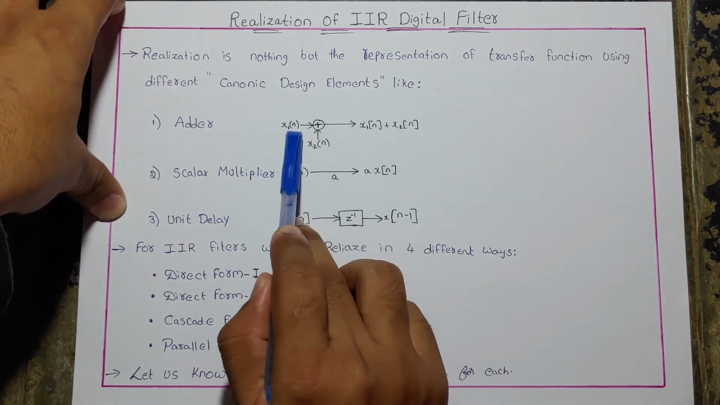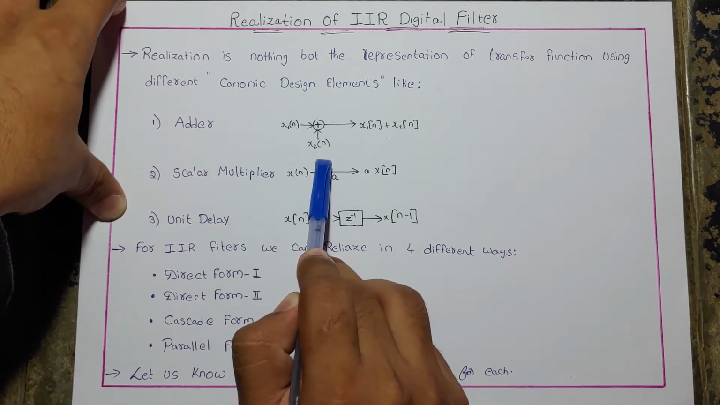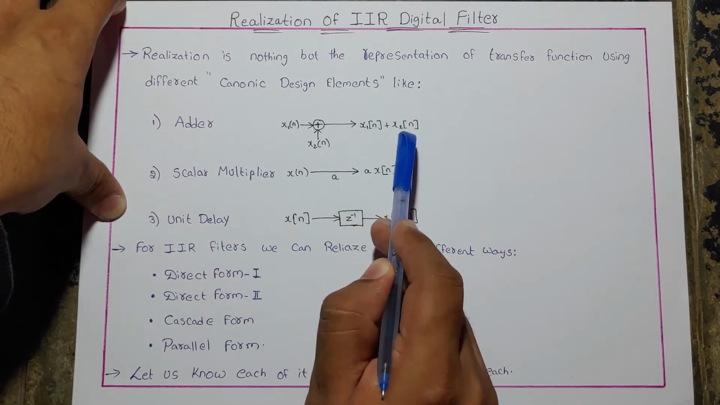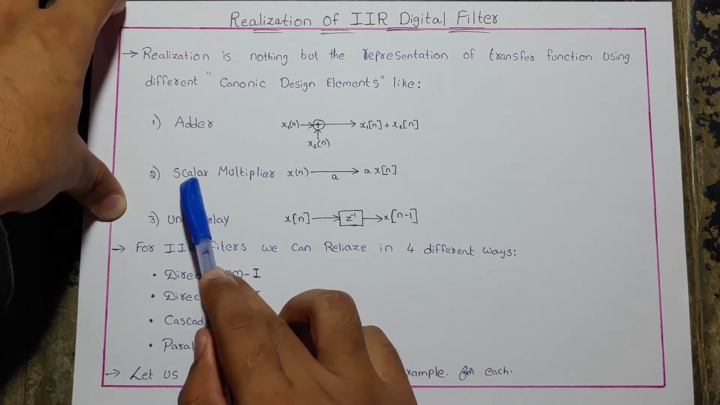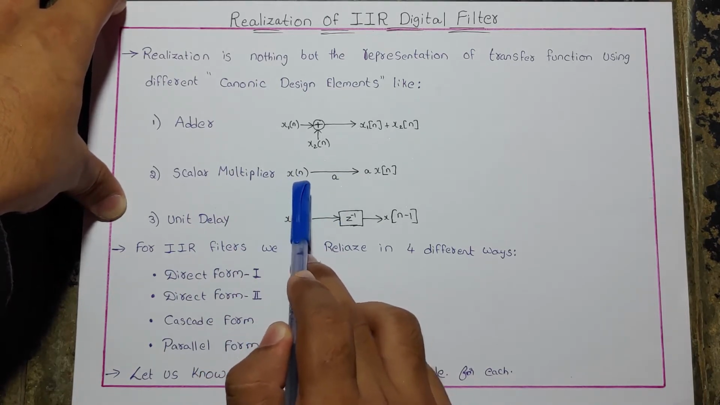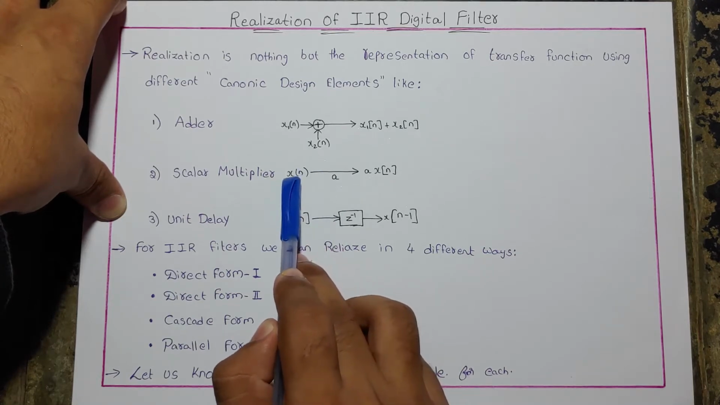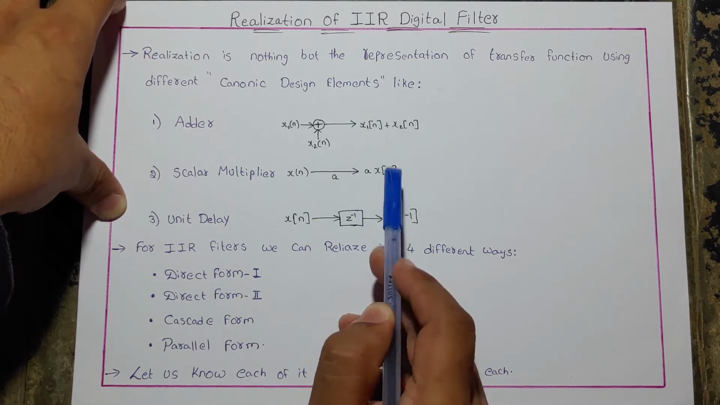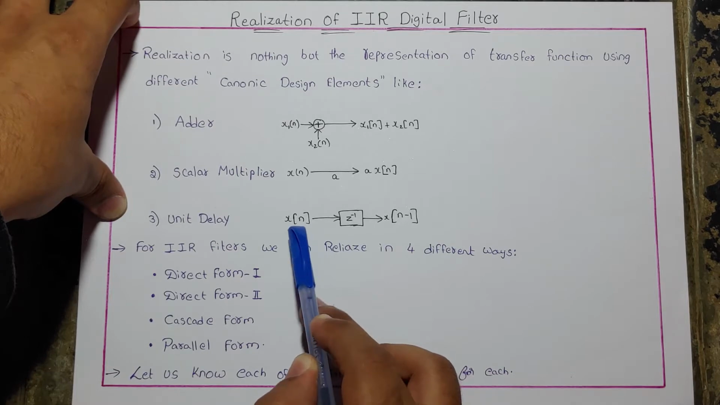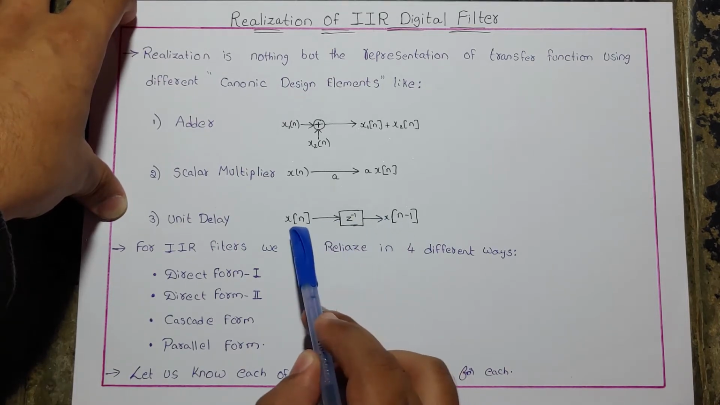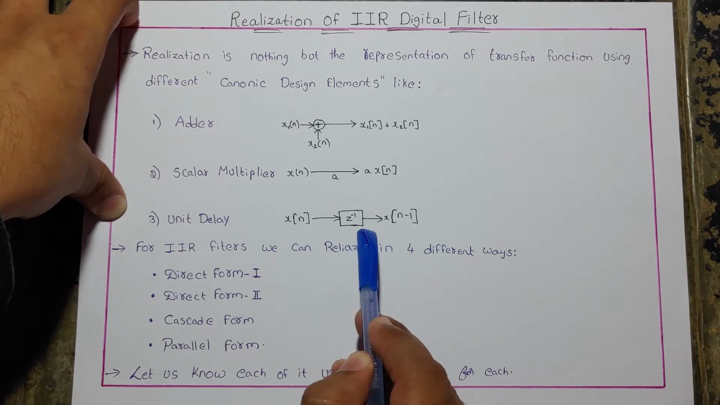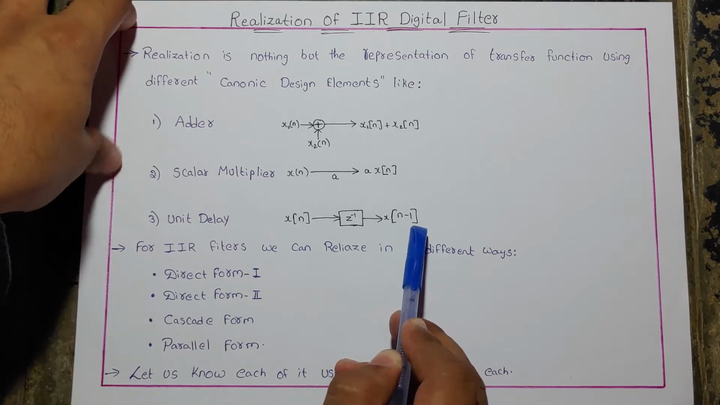And in this format, x1 of n and x2 of n are added by using an adder to form x1 of n plus x2 of n. And here by using a scalar multiplier, here is a scalar a and here is the function x of n. When we multiply this scalar with the function, we will end up with a times x of n. And the unit delay is we are delaying the function by a unit of time. That is, x of n is the function and we are delaying it by a unit time, which results in x of n minus 1.